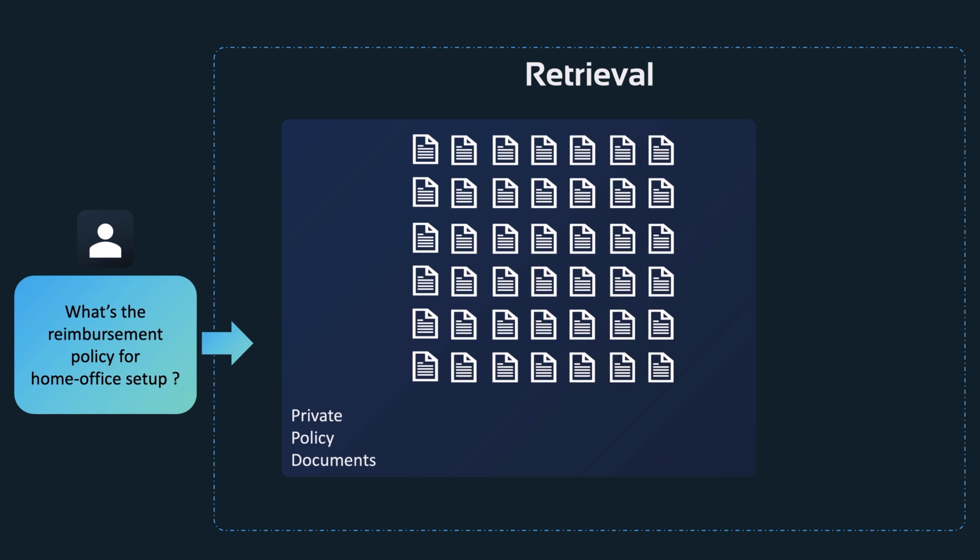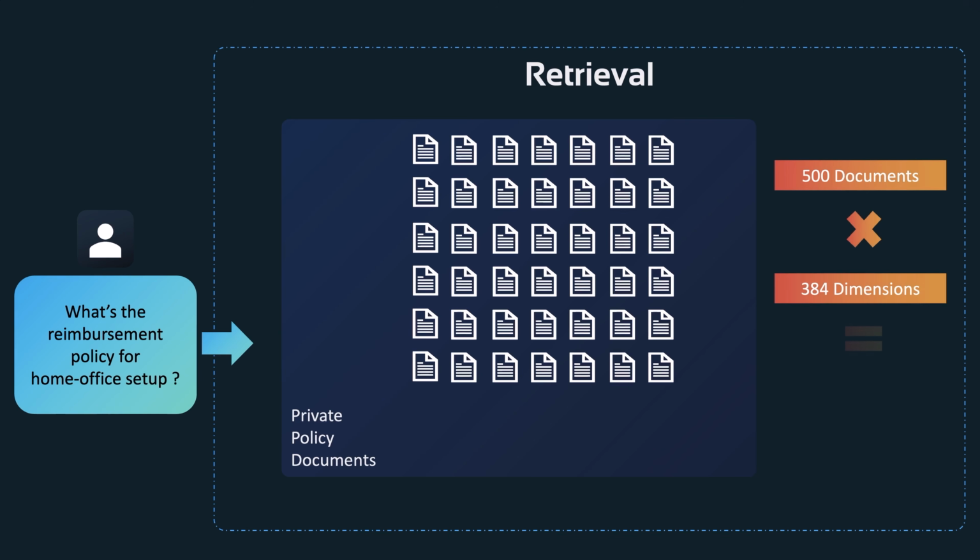Now, if we were to do this the naive way, comparing the query embedding with every single stored embedding, we'd have a big problem. Because with 500 documents, each with 384 dimensions, that's 192,000 calculations for every single query. This is like searching through a phone book page by page. It works for a small phone book, but imagine trying to find a specific number in a phone book with millions of entries. You'd be there all day.